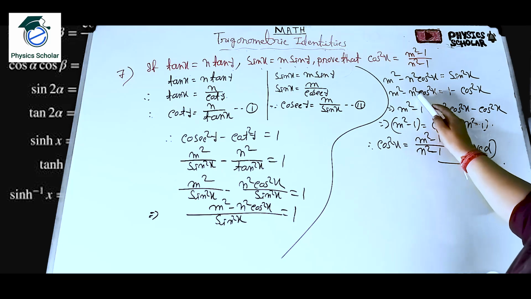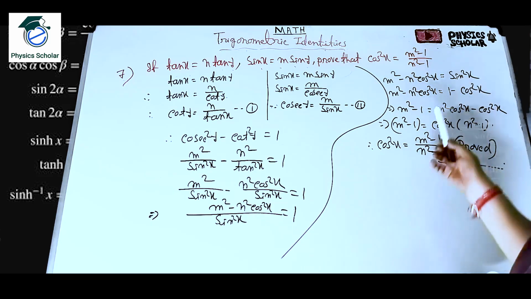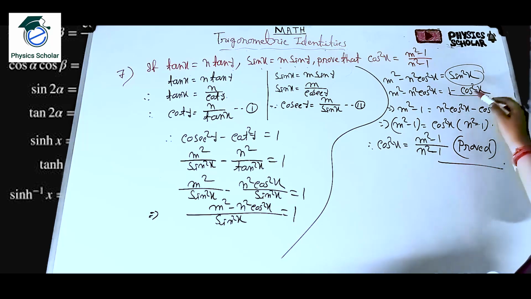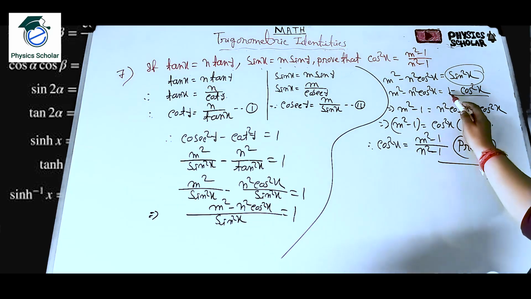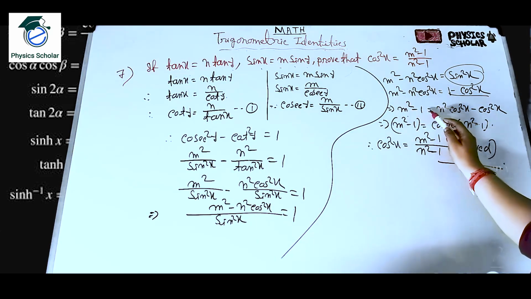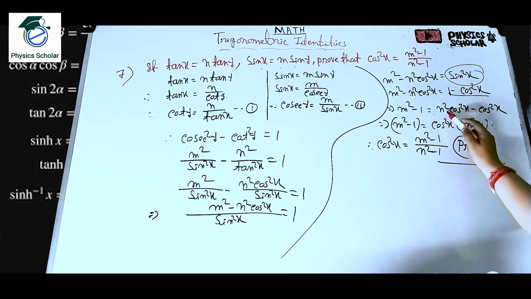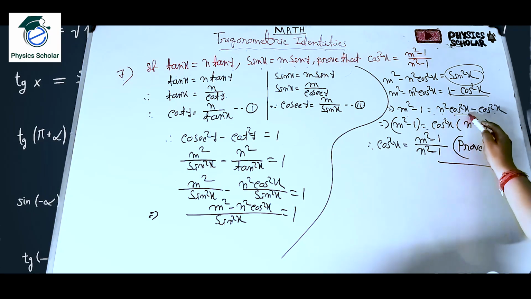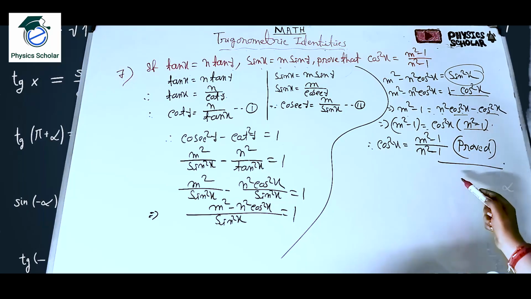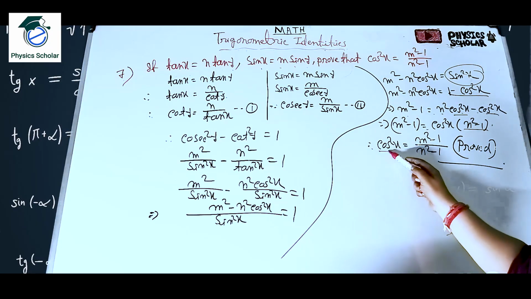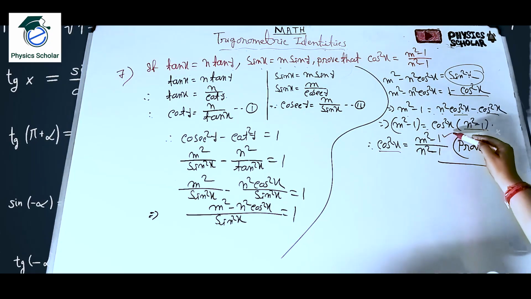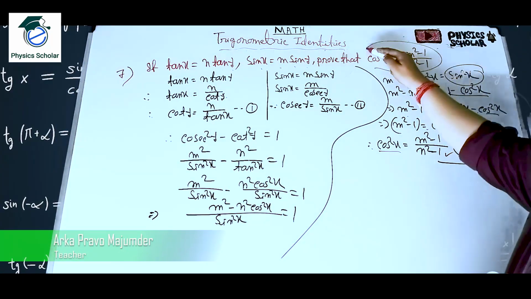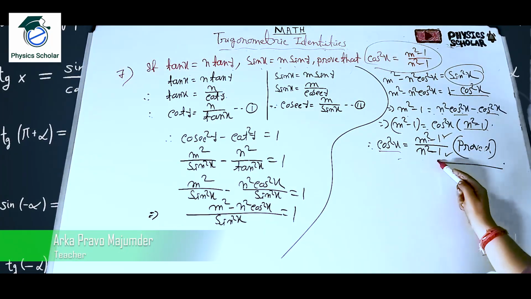So m square minus n square cos square x is equal to sin square x. The value of sin square x is 1 minus cos square x. Clear? So m square minus 1, we are shifting this 1 here, is equal to n square cos square x minus cos square x, shifting to the right hand side. So m square minus 1 is equal to cos square x into n square minus 1. Therefore cos square x is equal to m square minus 1 by n square minus 1. Clear? So that is what we had to prove.